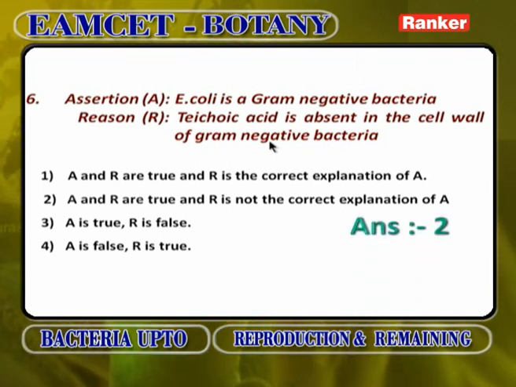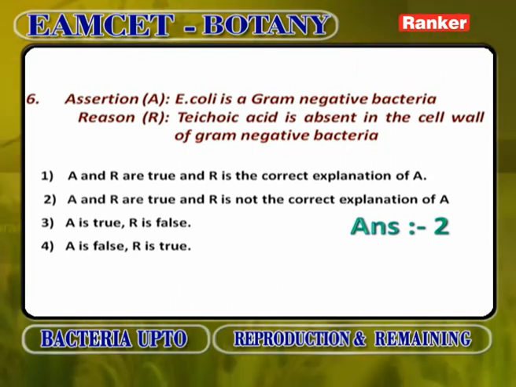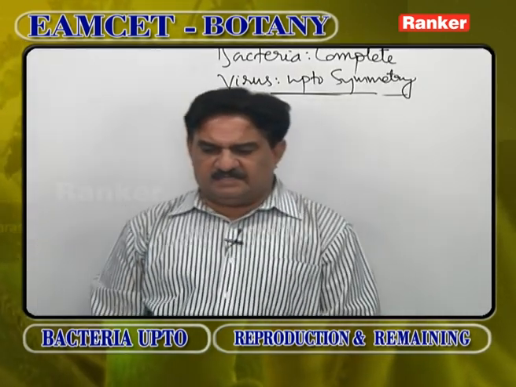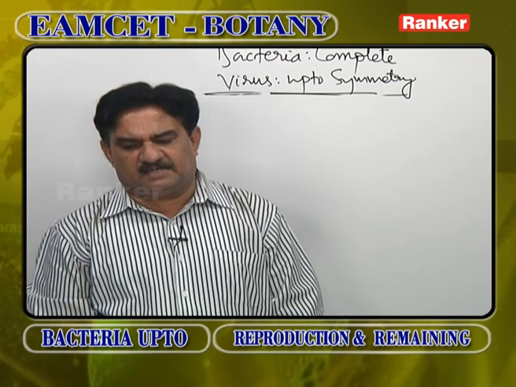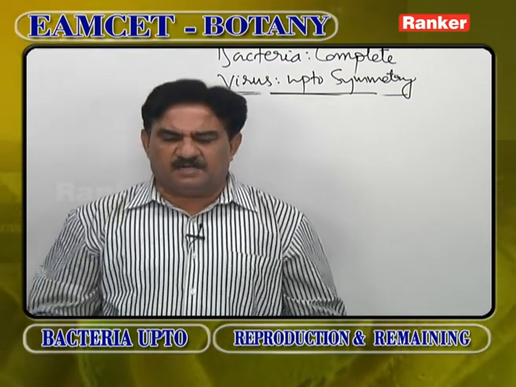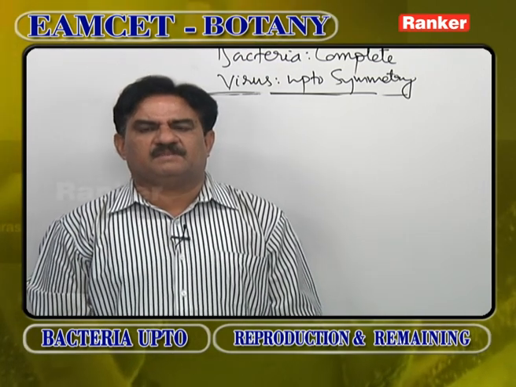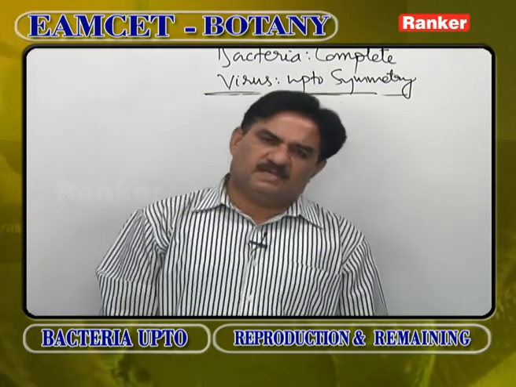This is an assertion reasoning question. E. coli, Escherichia coli, is a gram-negative bacteria. This is correct. Teichoic acid is absent in the cell wall of gram-negative bacteria. So, E. coli is a gram-negative bacteria, not only because of the character that teichoic acid is absent in the cell wall. E. coli as a gram-negative bacteria is correct. Teichoic acid is absent in the cell wall of gram-negative bacteria is correct. But the special reason is not the teichoic acid being absent in the cell wall; the gram-negative nature of E. coli is decided by so many other features also.